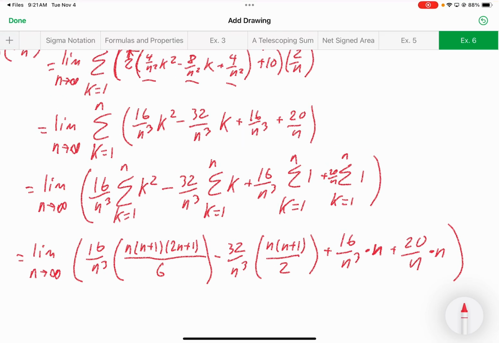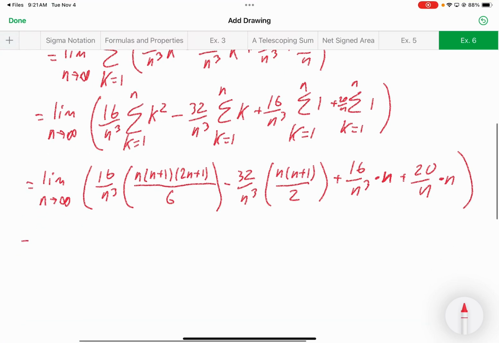Oh, baby! That's a lot. I told you guys in this step, the best thing to do is to swap your denominators. So then limit as n goes to infinity. Okay, so then the first term becomes 16 over 6. And then let's talk about this.